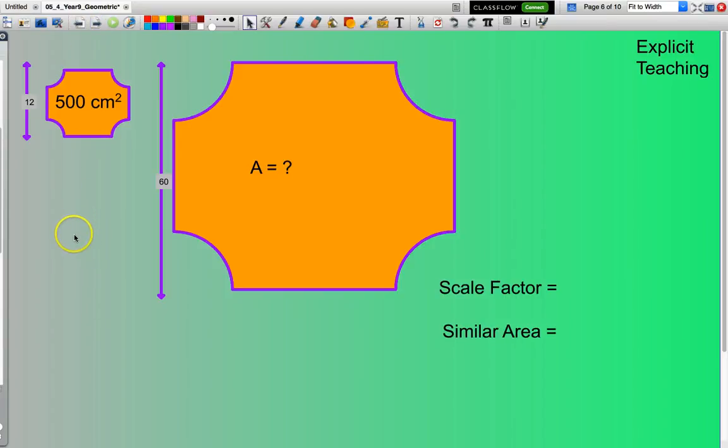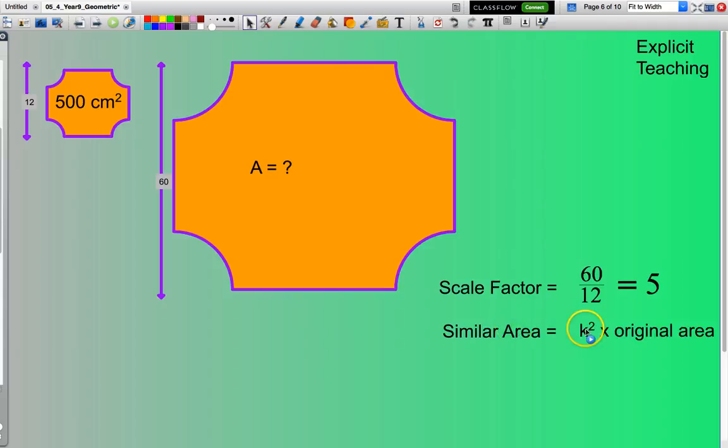Look at the next one. Right, we have this area here of 500 centimetres squared. We want to work out this area here. I know that the height of the original shape is 12. The height of the similar shape is 60. So first I calculate the scale factor. The scale factor is just the ratio of two similar sides. Right, 60 divided by 12. That equals 5.